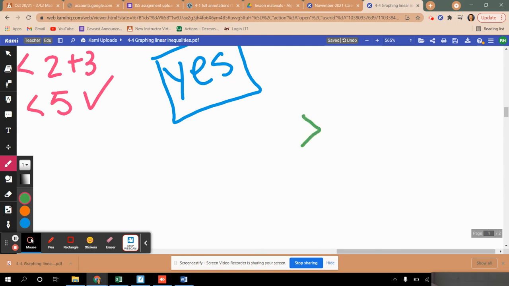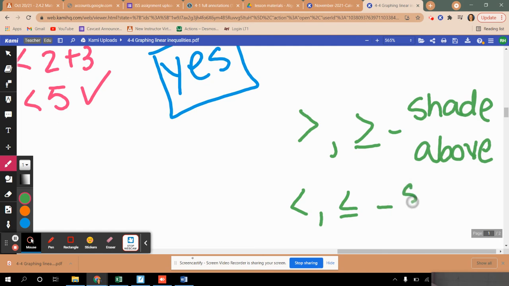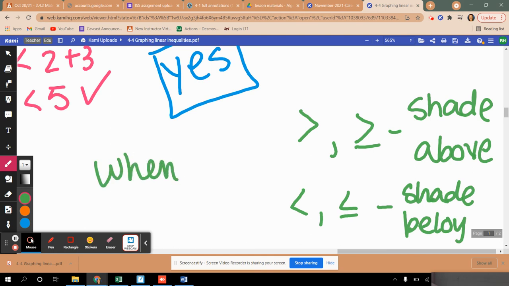So greater than, greater than or equal to, shade above. Less than, less than or equal to, shade below.